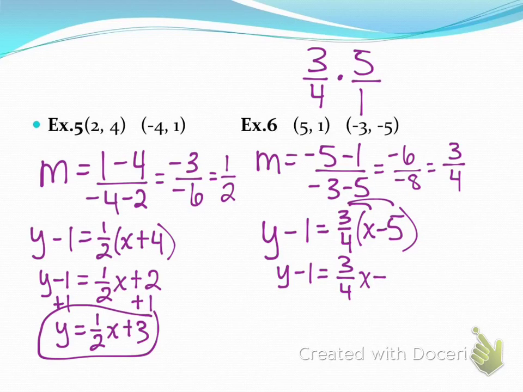So what's 3 times 5? And what's 4 times 1? Okay, so we're just left with 15 over 4. It's not great, but it's not awful. We can handle that. The next thing we have to do is get y by itself. Jamarl, how would we get y by itself? Add the 1 to both sides.